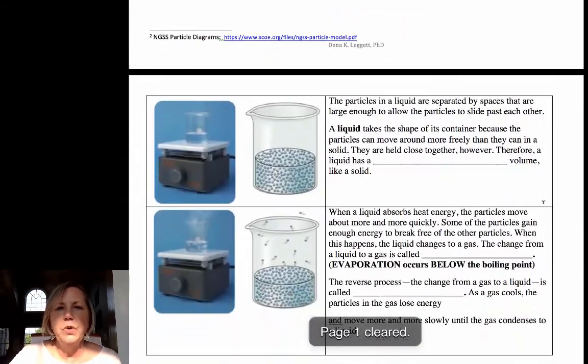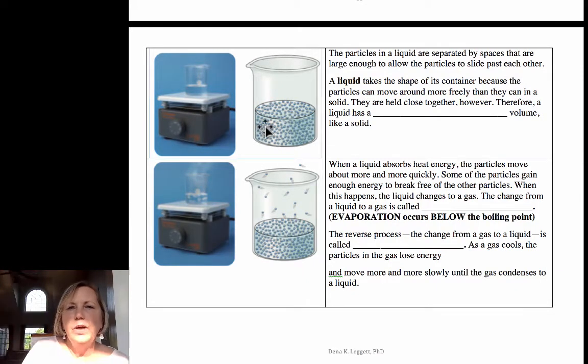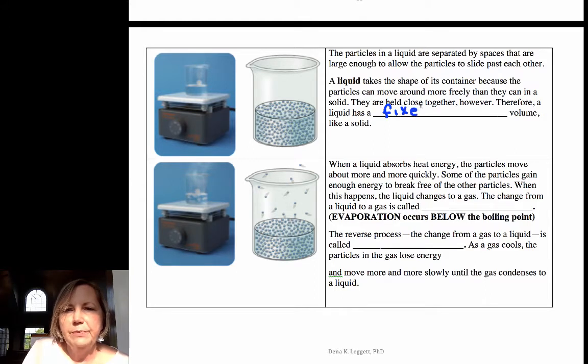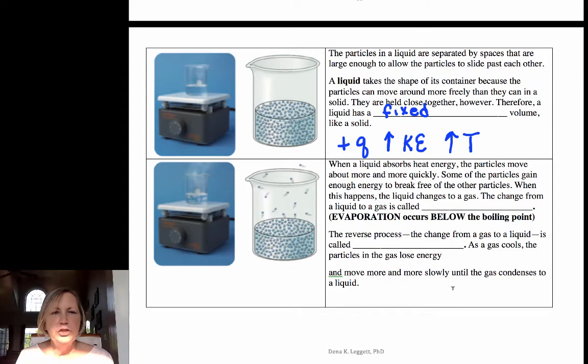Okay, let's look at the next one. Now we have all liquid. So the liquid has a fixed volume, but its shape is dictated by the container. We continue to add heat. We're now going to be increasing the kinetic energy, so we will observe an increase in temperature until we reach the phase change.